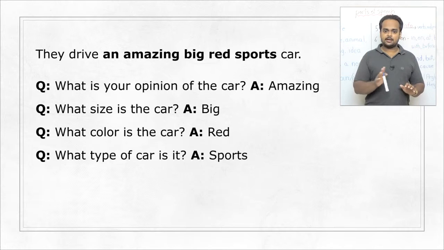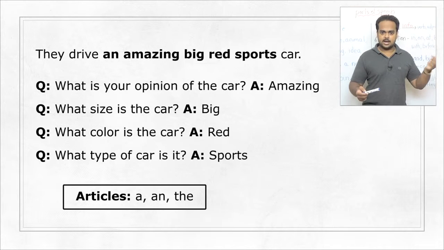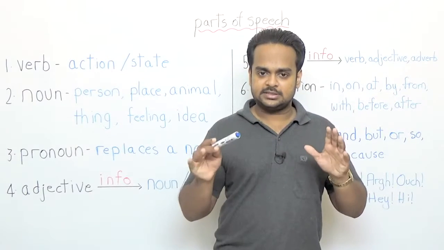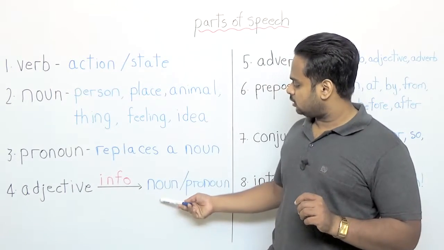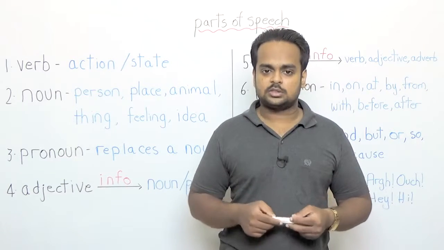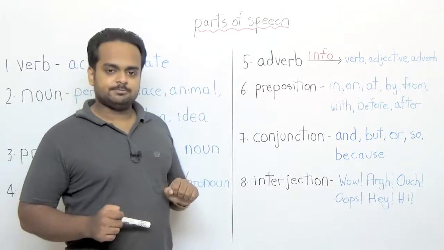Now, the words a, an, and the are called articles in English. And articles are also adjectives because they give us information about the nouns that come after them. In this sentence, for example, we know that they drive one car. We know that because we said an amazing big red sports car. So remember that adjectives give us information about nouns and pronouns, and they answer questions like what type, what color, what size, etc.